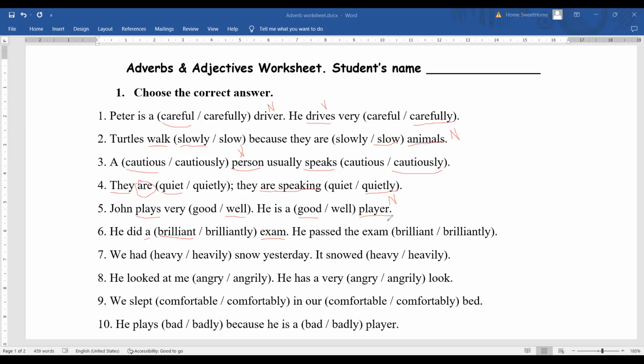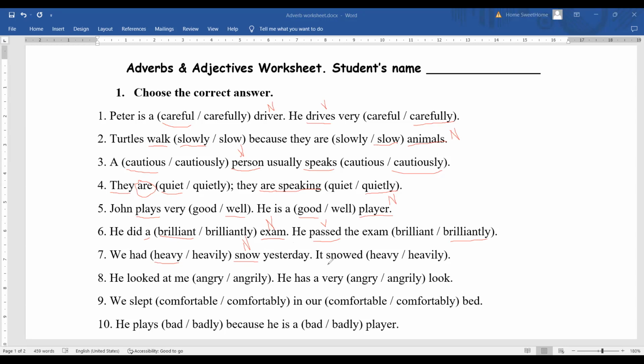He passed the exam brilliantly. And now we are describing the way he passed the exam. We are describing the verb. And here it was the noun. Brilliantly. We had heavy snow or heavily snow yesterday. So, okay, we had, this is a verb, but what are we talking about here in this sentence? What are we describing? We're describing the word snow. What word is this? This is a noun. That's why we need the word heavy, not heavily.